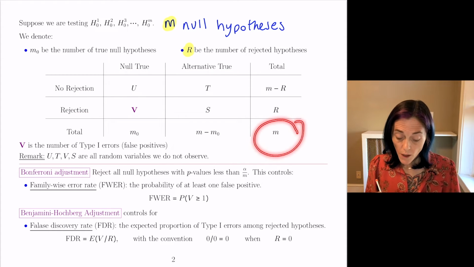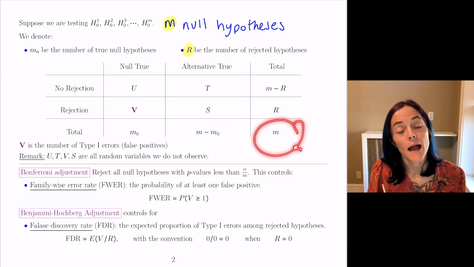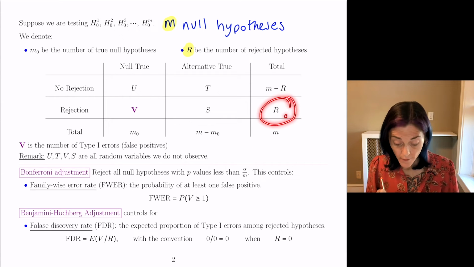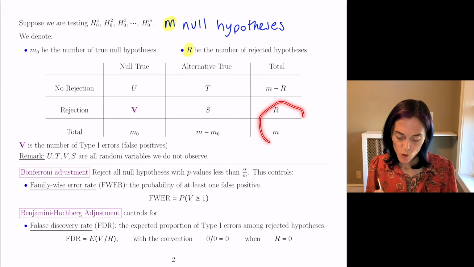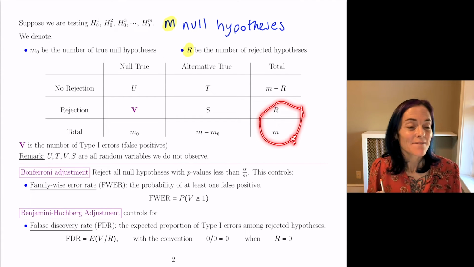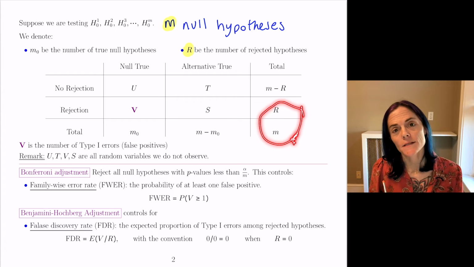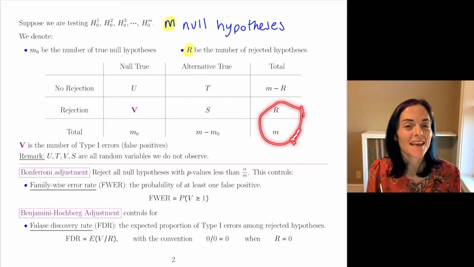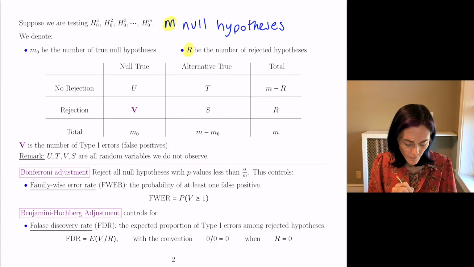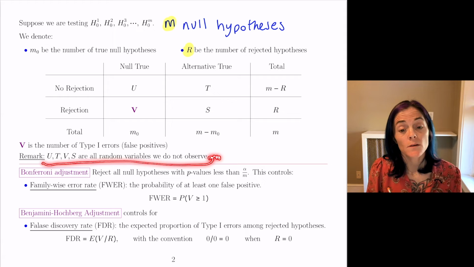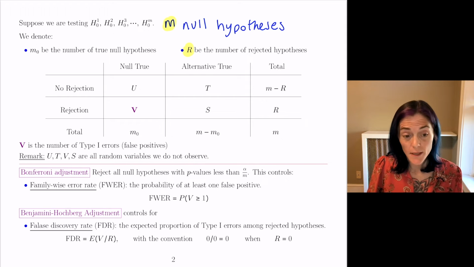So altogether, we have M hypothesis tests. We reject R of them. So these two numbers we know, but pretty much everything else we do not. And V is the number of type 1 errors. That's the thing we're worried about having too many of because we have so many hypothesis tests. So, as I was mentioning, U, T, V, S, well, we cannot observe any of these.